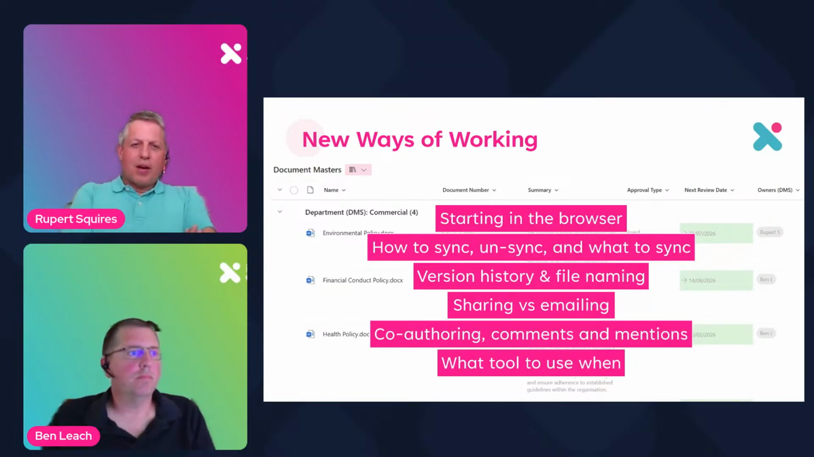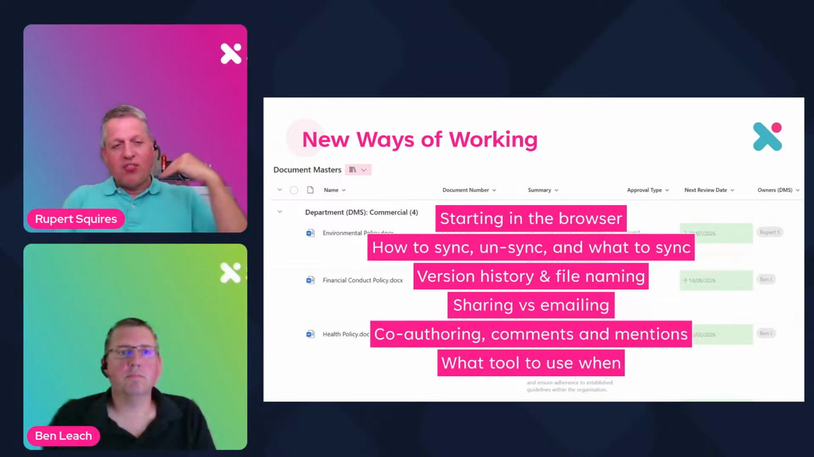Yeah, let's pull out a couple of those. If you've come from a file server, you're not going to be used to version history. You're going to be using file naming instead. You're going to be used to emailing documents maybe rather than sharing the links. And then you bring in new features which you haven't had before, like co-authoring, comments and mentions. I know a lot of organizations start with thinking through OneDrive, but there's still quite a lot of potential there. So getting everyone up to the same level, absolutely key.